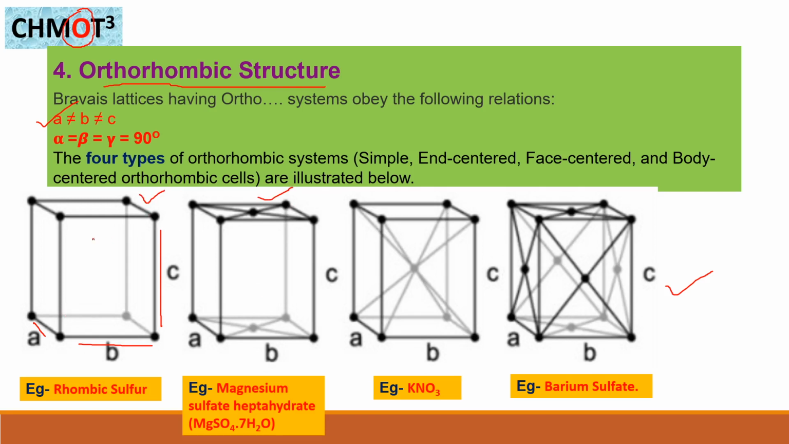Okay, this is the rhombic sulfur, or simple primitive cell or simple structure. This is the end centered structure. Okay, end means what? In that cube there are two end portions, one we can say the up part and another the down part. Okay, so this is the down part or down zone. In the up center part one atom is located, and in the down center part another atom is present. That is nothing but end centered.